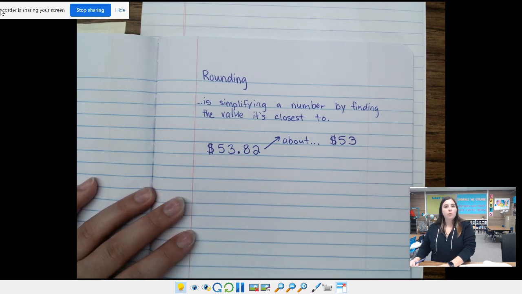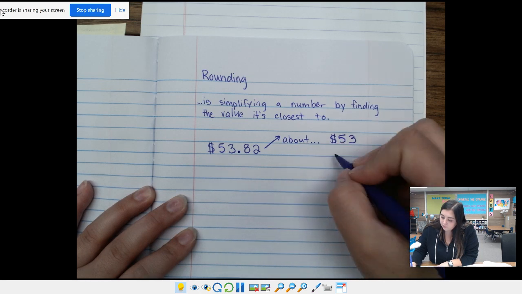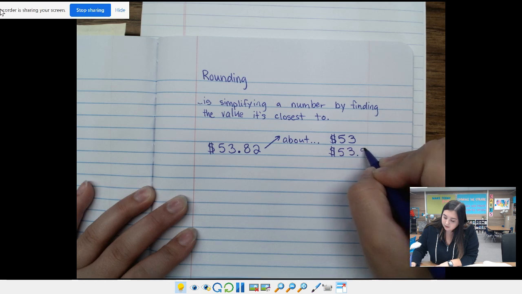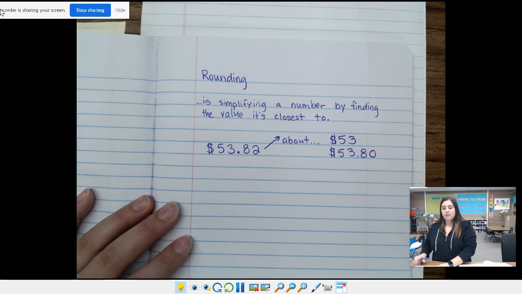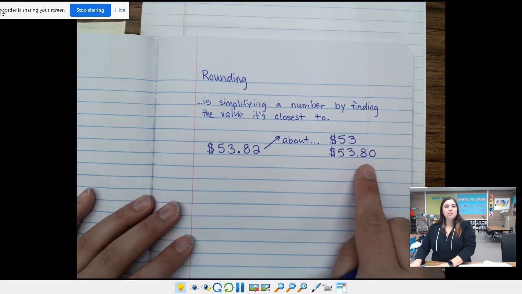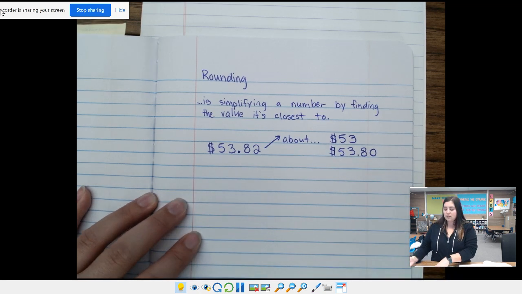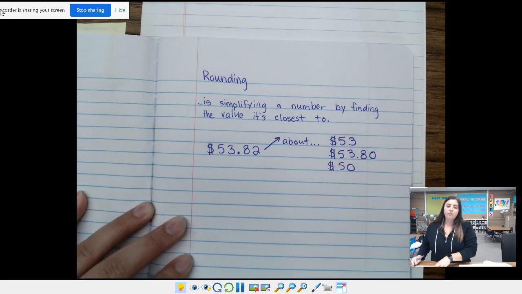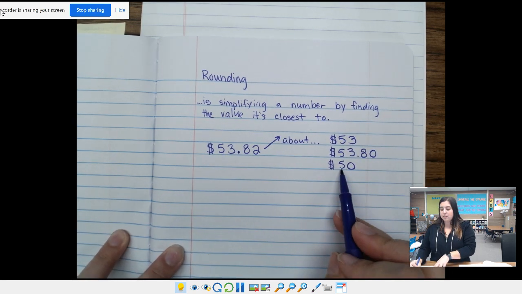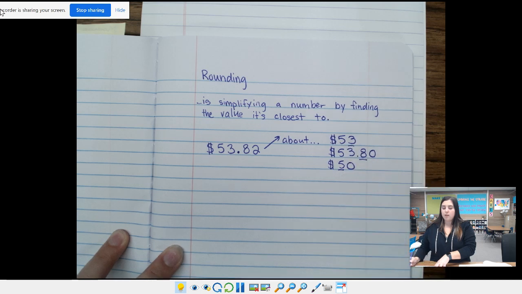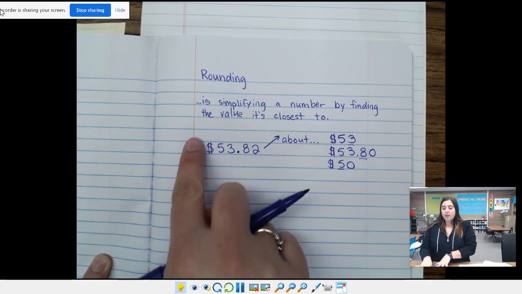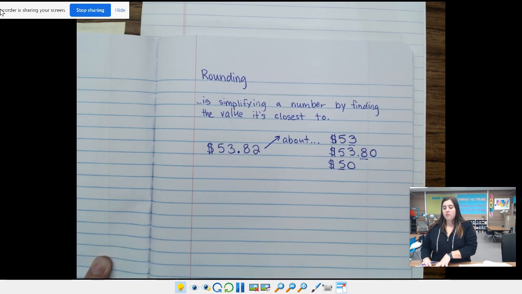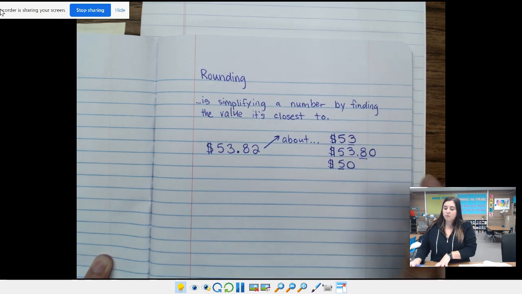But I could also round it a different way. I could say I have about $53.80. Now I've gotten rid of my pennies and I rounded it to the nearest dime. Even more simplified, I could say I have about $50. This time I rounded it to my nearest 10. So on each one of these, I found a number that's close to $53.82, but I changed it. I made it simpler by figuring out what place value I want to round it to.